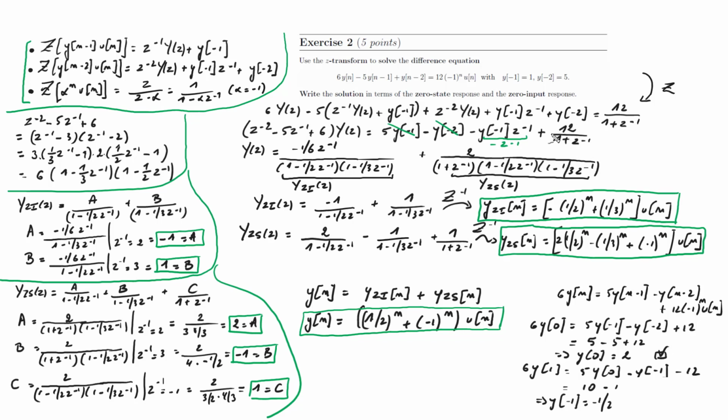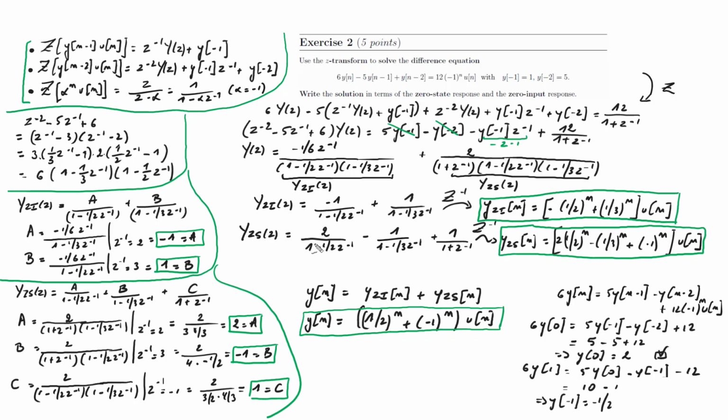And you do something similar for this second term over here. So 12 divided by 6 is 2. This one, you find it over here, right? And the ones that you see over here are these ones over here. So now you have two terms, one coming from the initial conditions, that's the zero input response, and one coming from the input, and that's the zero state response. So what we'll do now is do the partial fraction expansions, and then we're ready to find the solution by doing the inverse z transforms.